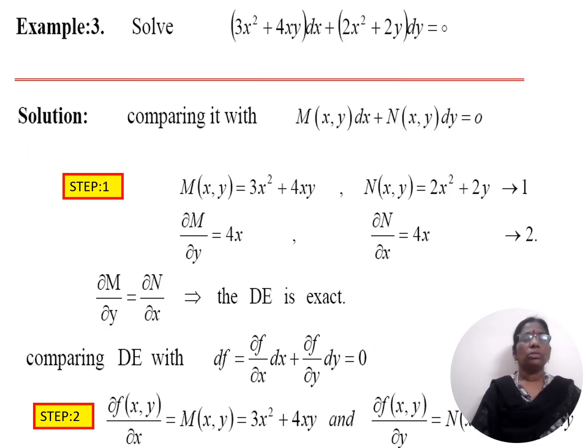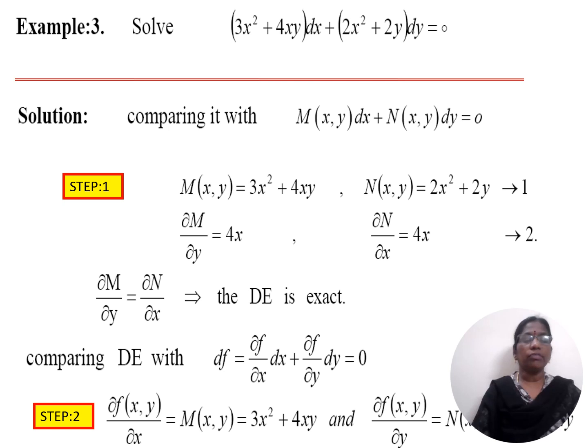Now, solve the differential equation (3x² + 4xy) dx + (2x² + 2y) dy = 0. Comparing this equation with M(x,y) dx + N(x,y) dy = 0, we have M(x,y) = 3x² + 4xy and N(x,y) = 2x² + 2y, and ∂M/∂y = 4x and ∂N/∂x = 4x. Since both are the same, we say that the given differential equation is an exact differential equation.